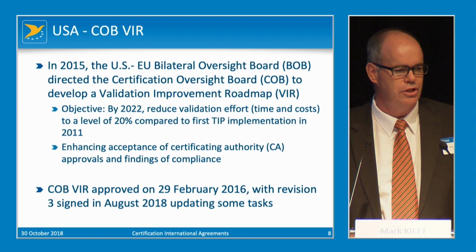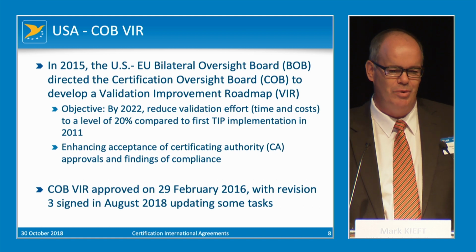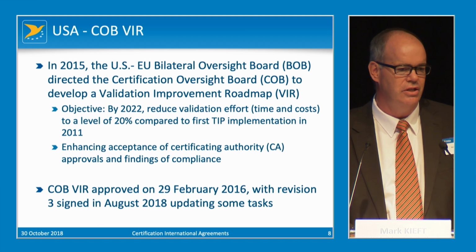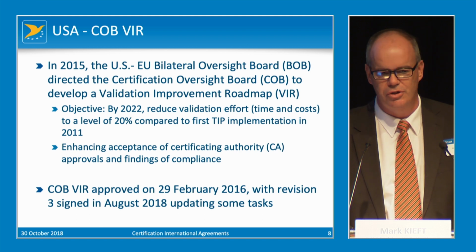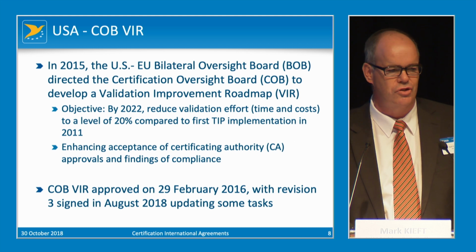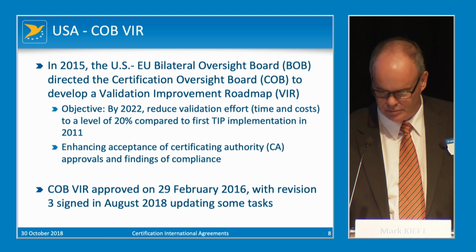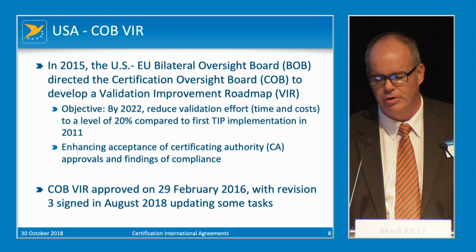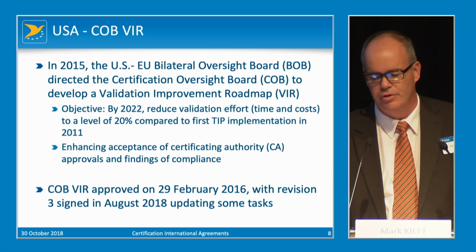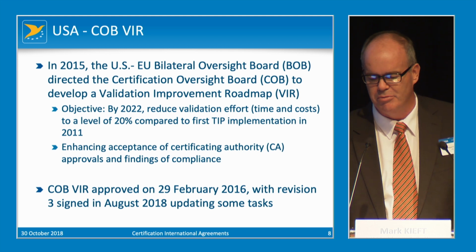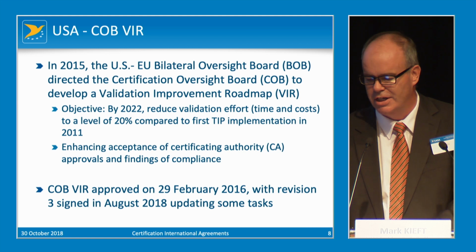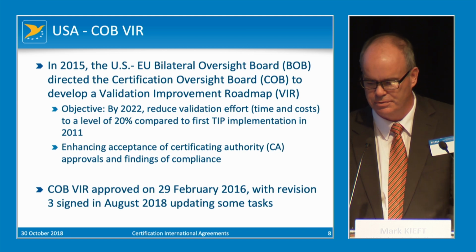The main reason, of course, is to reduce duplication. We don't want to duplicate what our trusted partner, the FAA, does already. The FAA does not want to duplicate what we do already. It's a waste of time. They should concentrate on the deltas, on the differences. So the VIR was already approved in 2016 and has gone through various amendments, the last signed in August this year, just to update some tasks.